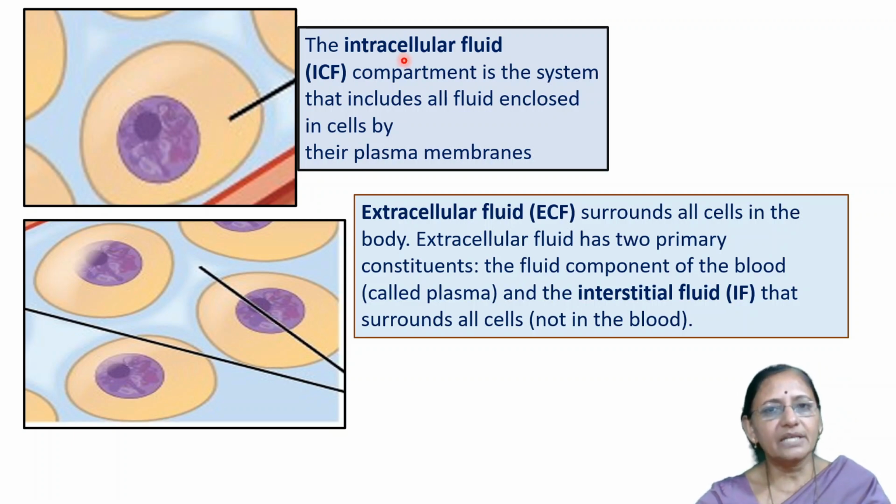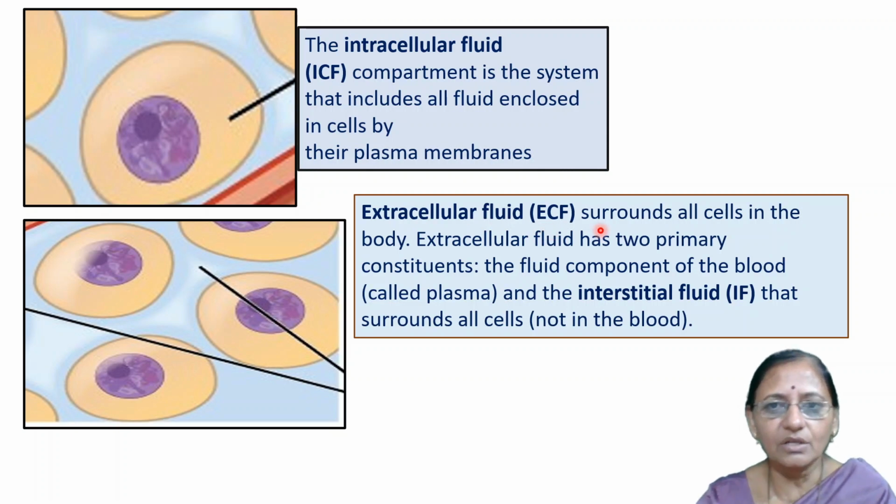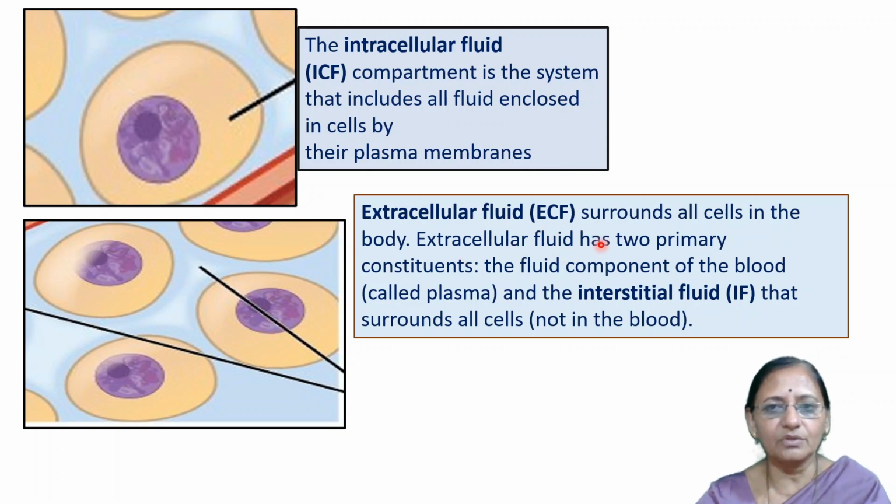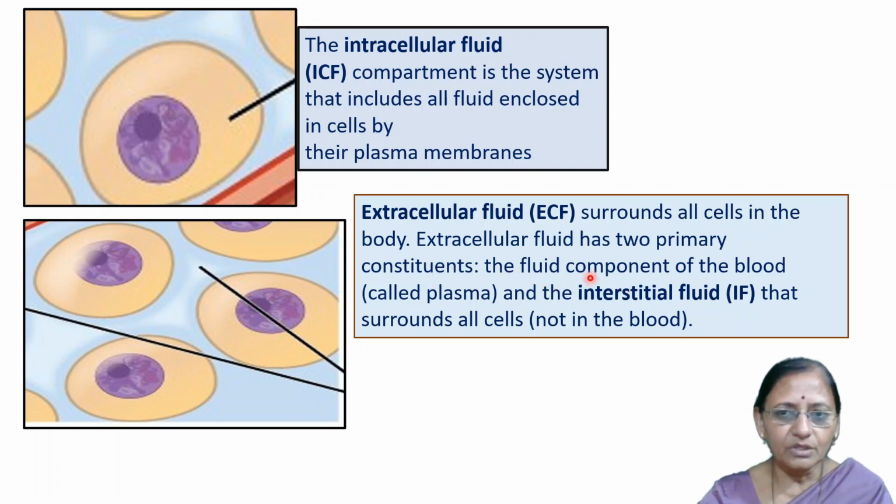That is, there is exchange of intracellular fluid and extracellular fluid, but extracellular fluid surrounds all cells of the body. Extracellular fluid has two primary constituents. One is the fluid component of the blood called plasma, and another is interstitial fluid that surrounds all cells. It is not the blood plasma. It is not present in blood. It is not part of plasma. It is freely present around the cell.